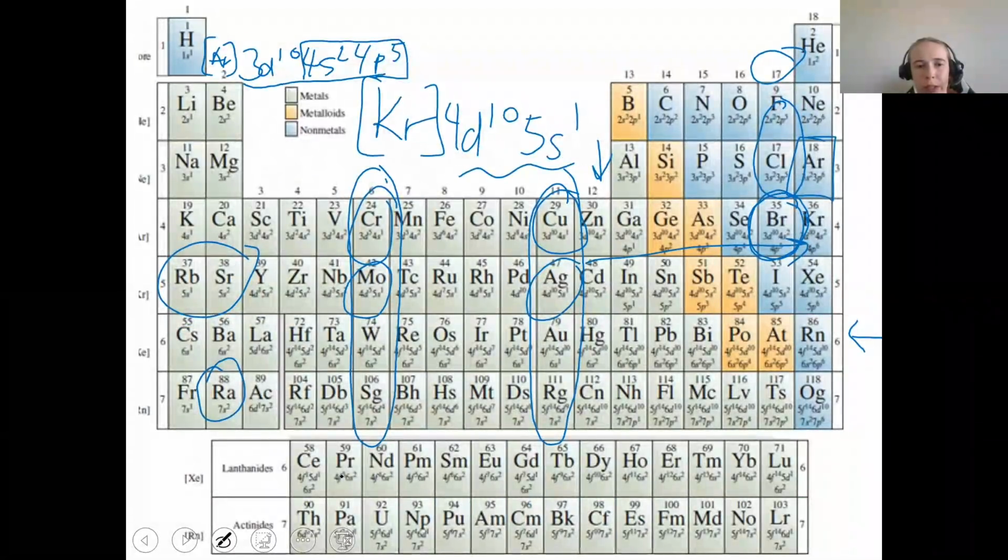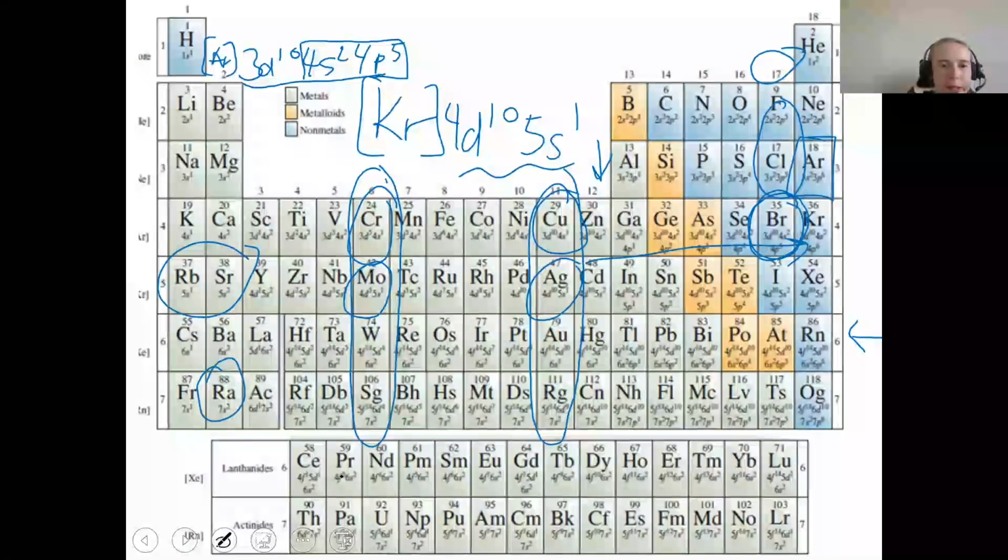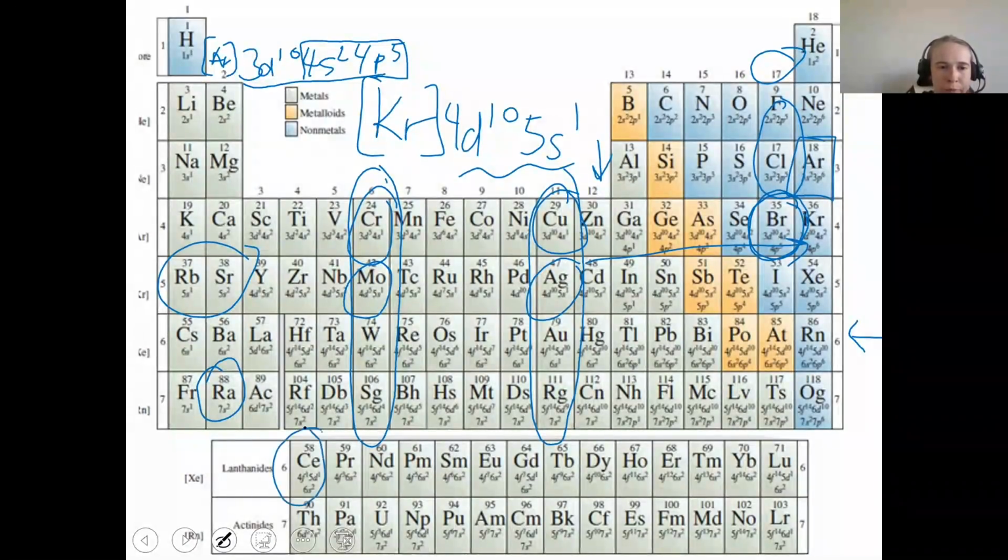What else was I going to say here? So these lanthanides and actinides, they insert themselves right here.